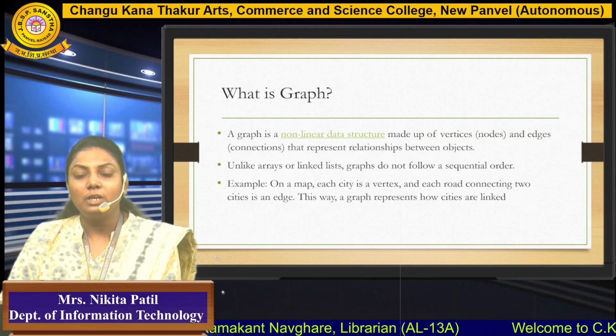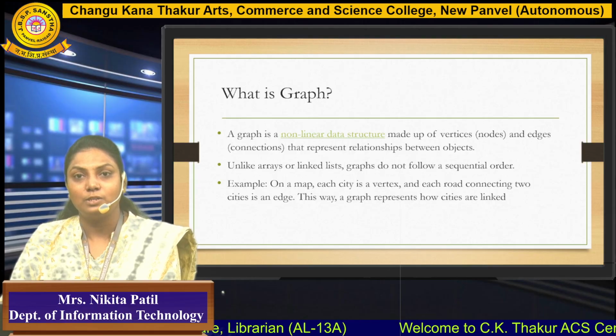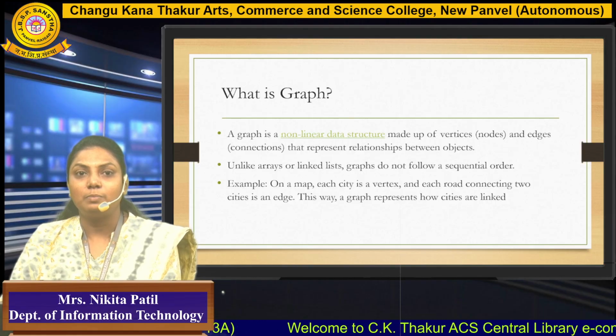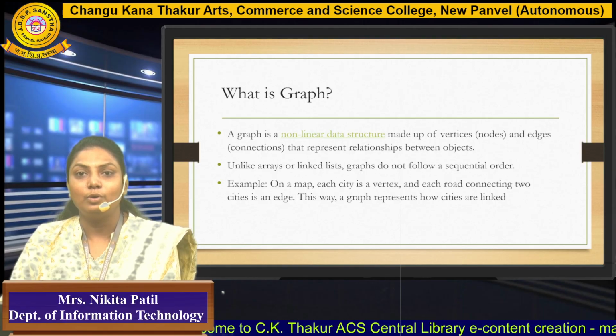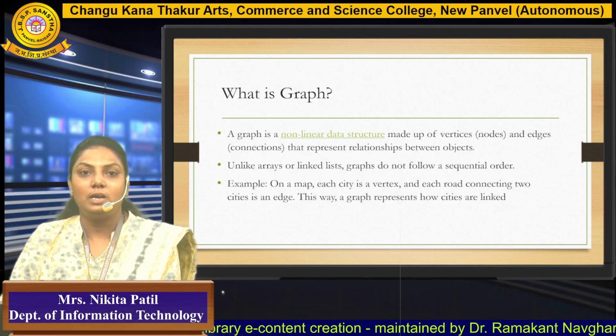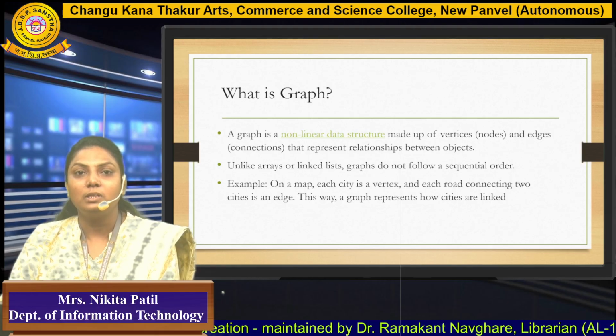objects. So there are two main components: the vertices, which are also called nodes, and the edges, which we use for connections. Unlike an array or a linked list, a graph does not follow a sequential order. For example, on a map, each city is a vertex and each road connecting the cities is an edge. This way a graph represents how cities are linked with each other.